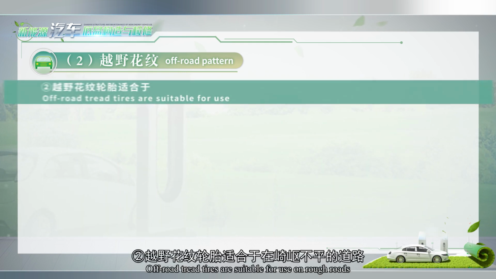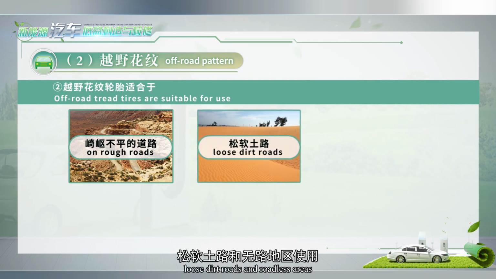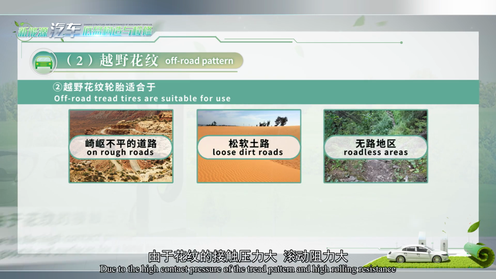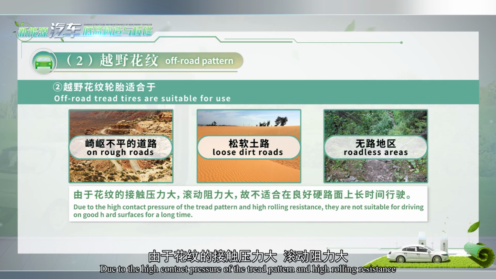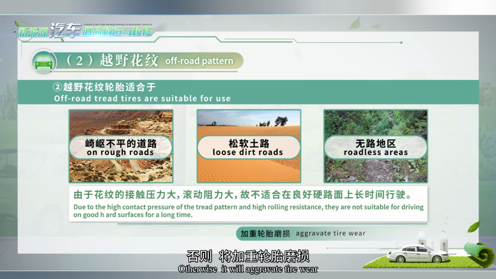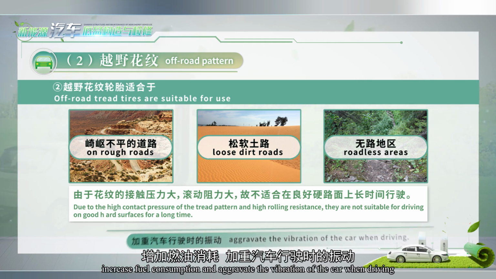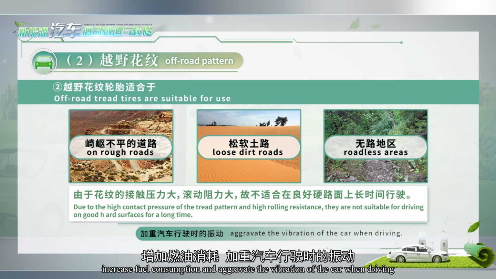Off-road tread tires are suitable for use on rough roads, loose dirt roads and roadless areas. Due to the high contact pressure of the tread pattern and high rolling resistance, they are not suitable for driving on good hard surfaces for a long time. Otherwise, it will aggravate tire wear, increase fuel consumption, and aggravate the vibration of the car when driving.